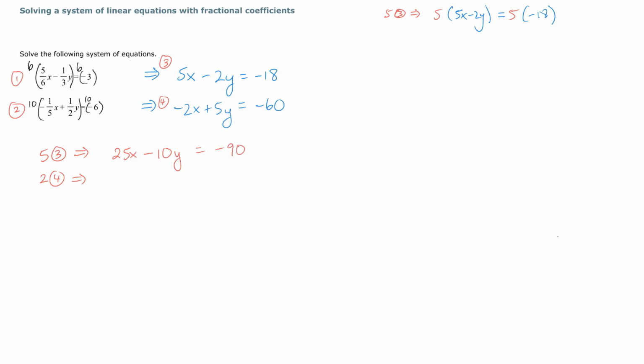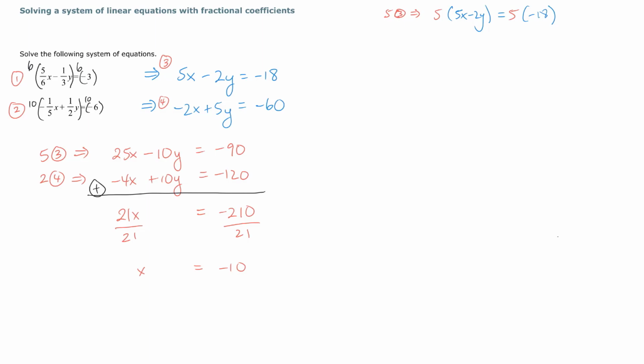And then 2 times equation 4. So we get negative 4x plus 10y. There it is. There are those 10s with opposite signs. That's going to be very convenient. And then negative 120. Now I'm going to do the addition method. The addition method says add the two equations vertically, and we get 21x is equal to negative 210. Beautiful. 21 is not 0. Divide both sides by 21, and we get x to be negative 10.